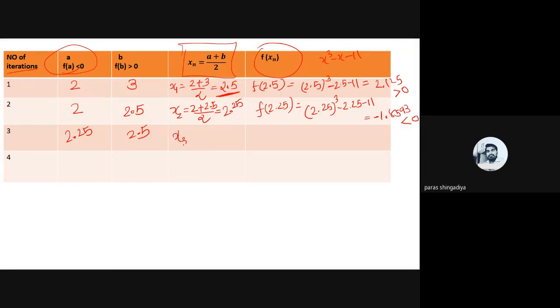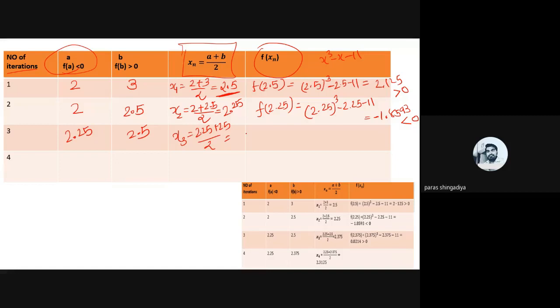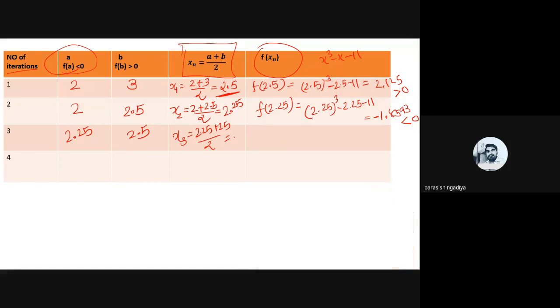And now in x3, that will be 2.25 plus 2.5 divided by 2. Just check its output. That will be 2.375. Here we'll get 2.375, that is the average of these two.